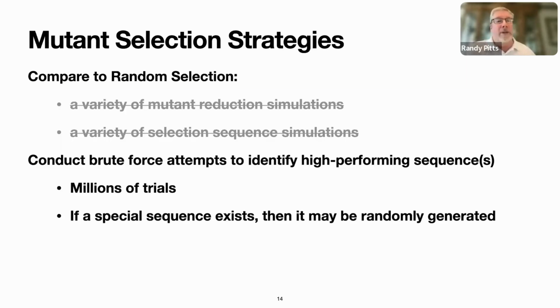All right, so the experiments in the paper, I'm not going to cover them all just because of time. That's just too much to do. But the main one I want to look at is the brute force attempts to identify the high-performing sequences. And in part, they subsume the ones above, because the random generation ought to generate those sequences in some form or fashion anyway. But I conducted millions of trials under the premise that if a special sequence exists, it might be randomly generated, and we could then detect it, analyze it, and figure out how to reproduce it.